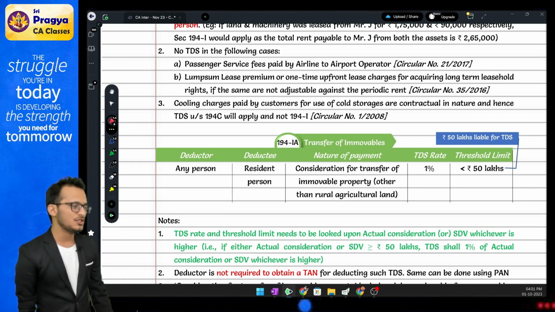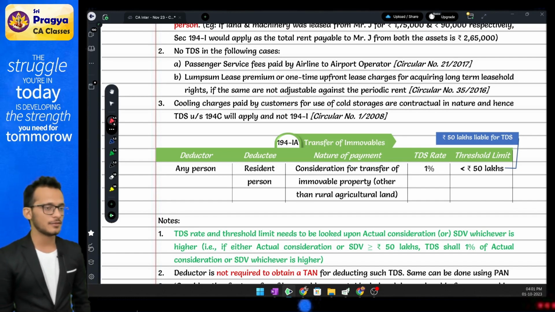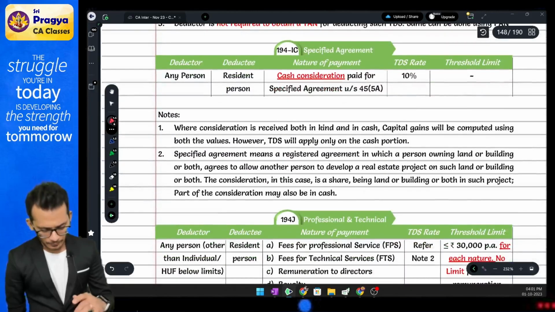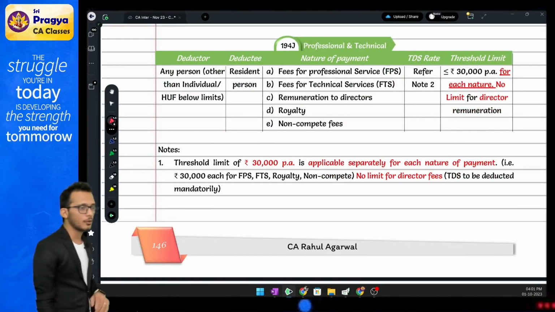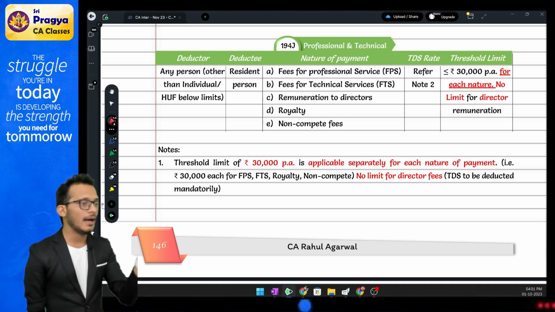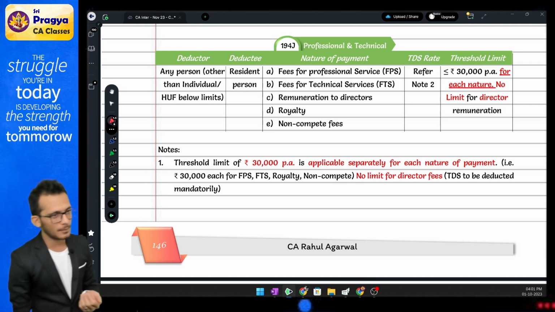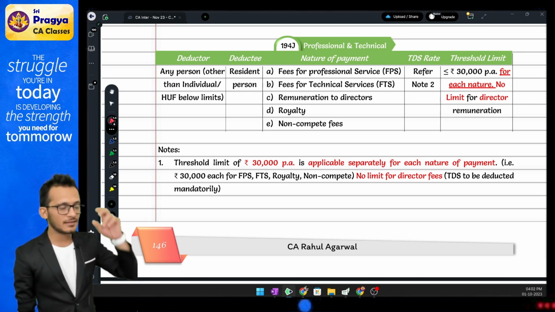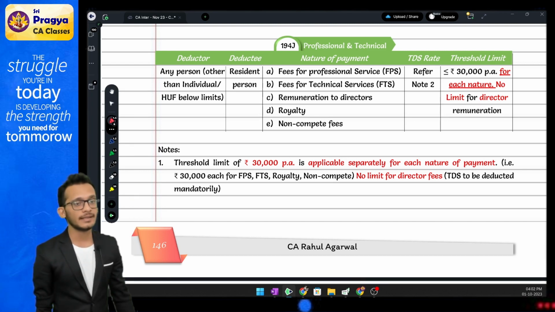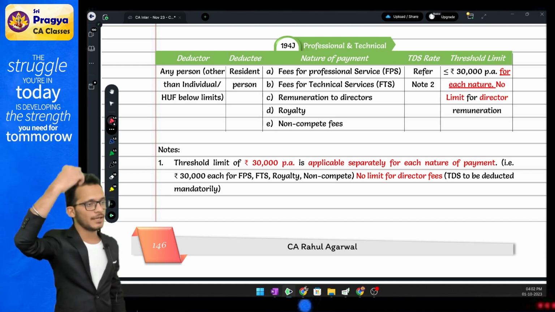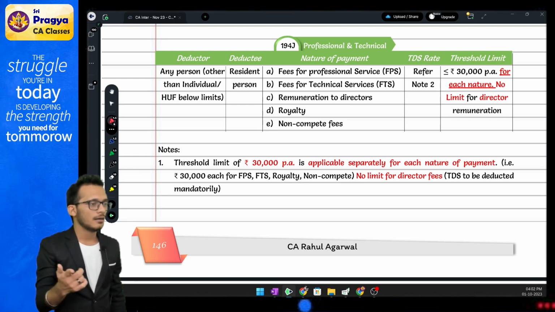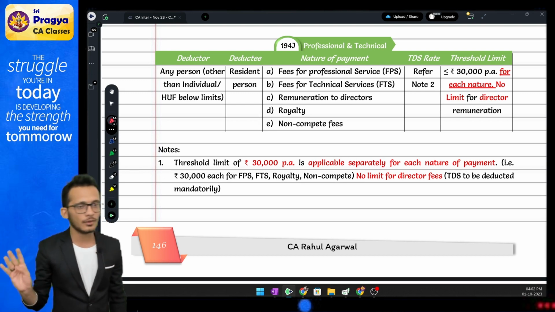After I comes J. After I comes J, an important section from an exam perspective, which is talking about professional payments. Income tax says this is a part of your 194J. This section covers 4 kinds of payments: fees for professional services, fees for technical services, royalty payments, and director payments. These are covered under 194J. For all these items, the limit is 30,000 each, which means 30,000 for fees for technical separately, 30,000 for fees for professional separately, 30,000 for royalty separately. There is no limit for director fees.